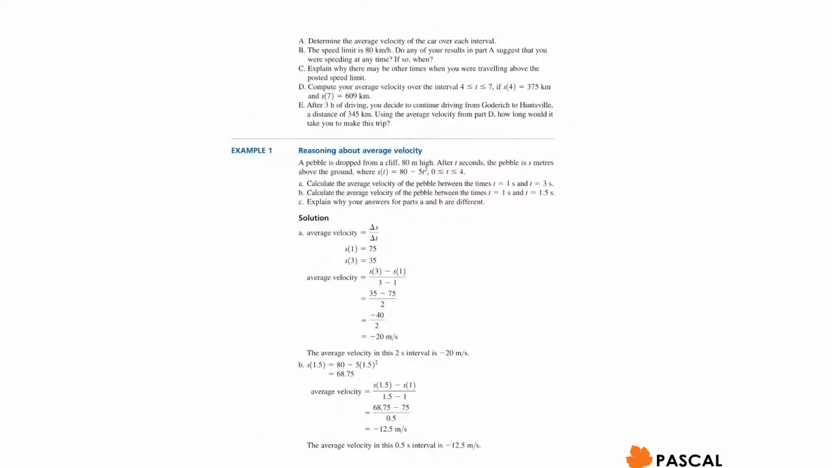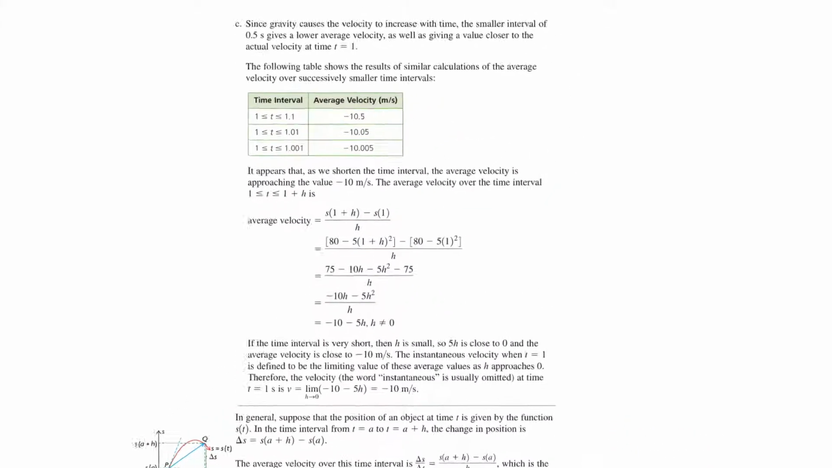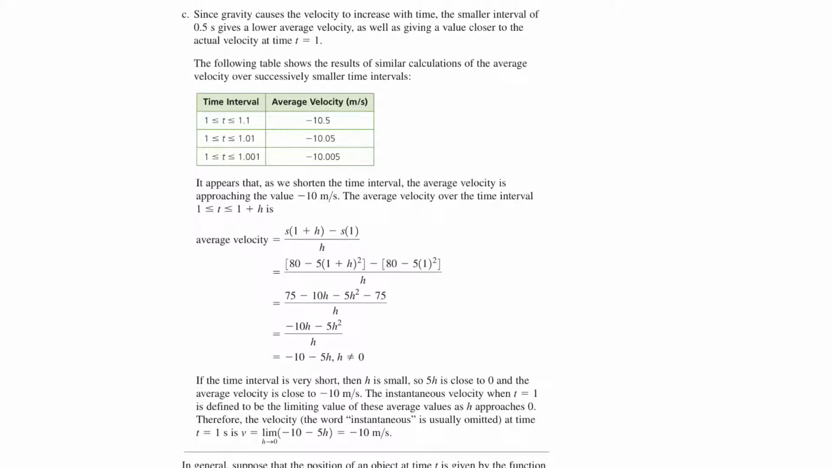The reason that the answers are different is because of gravity. Gravity causes the velocity to increase with time. The smaller interval of 0.5 second gives a lower average velocity, as well as giving a value closer to the actual velocity at t equals 1.